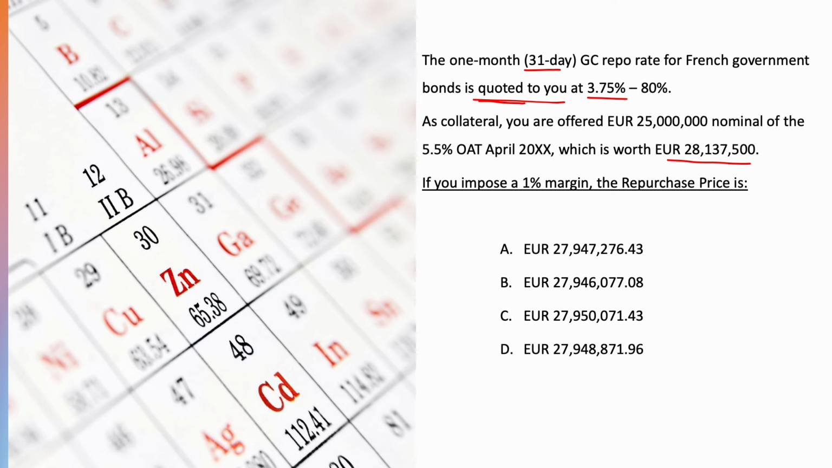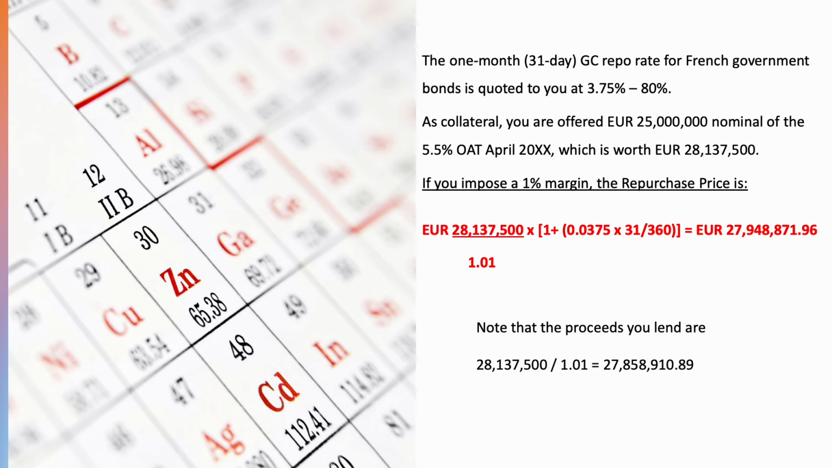If you'd imposed a 2% margin, you'd divide it by 1.02. So basically you're reducing the actual amount you'll lend versus the value of the collateral, just to give you a bit of leeway in case the collateral drops in value. Now I'll tell you now the answer is D, but how do we get there? Well, if you look in red, we've got the market value of the collateral, 28,137,500, divided by 1.01 to take into account the margin. So this is the amount of cash you would actually lend.